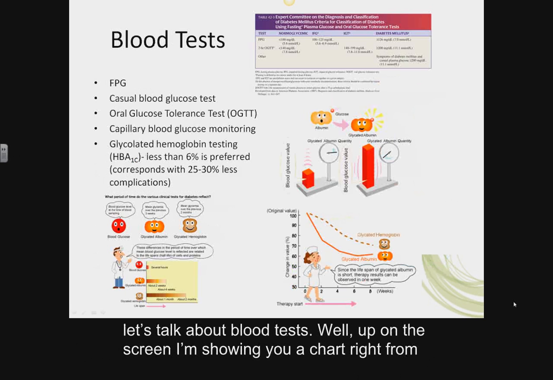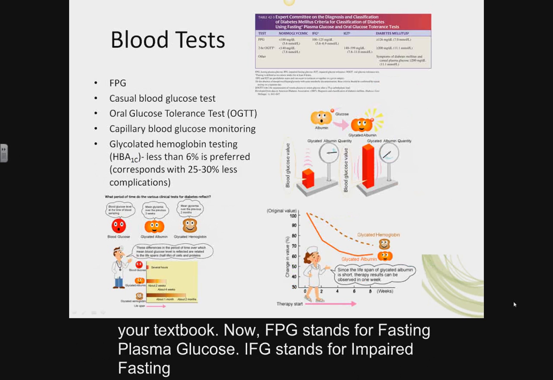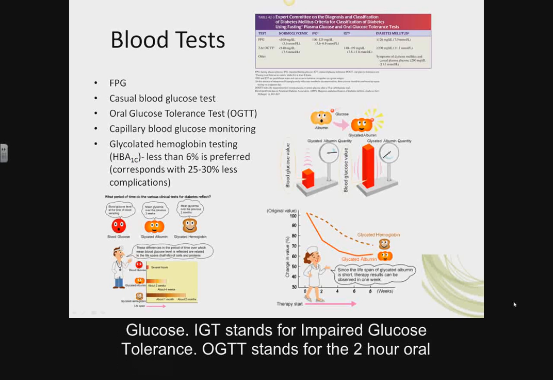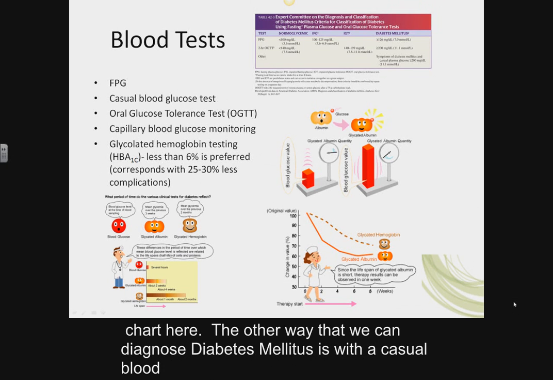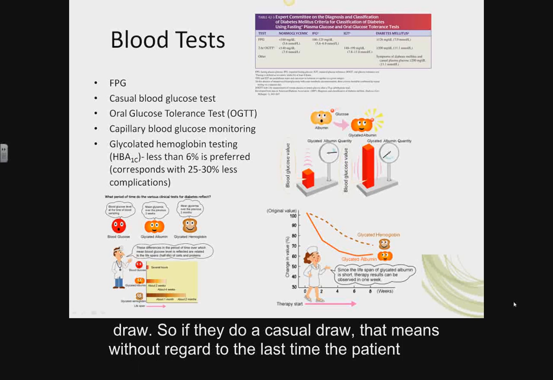Now let's talk about blood tests. Up on the screen, I'm showing you a chart right from your textbook. FPG stands for fasting plasma glucose. IFG stands for impaired fasting glucose. IGT stands for impaired glucose tolerance. OGTT stands for the 2-hour oral glucose tolerance test. And you're seeing the cutoff for blood glucose levels on the chart here. The other way that we can diagnose diabetes mellitus is with a casual blood draw.